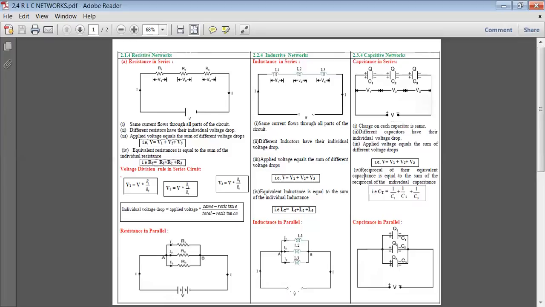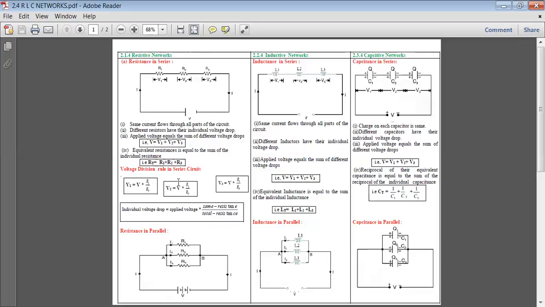Now come to the fourth point. The reciprocal of the equivalent capacitance is equal to the sum of the reciprocals of the individual capacitances. 1 by CT is equal to 1 by C1 plus 1 by C2 plus 1 by C3.